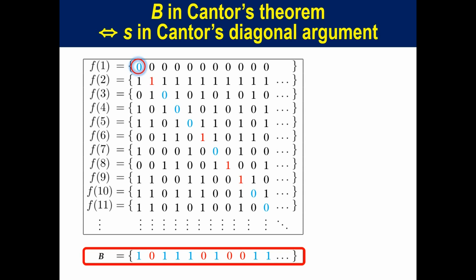The first digit in f1 is 0, thus the first digit in b is 1. The second digit in F2 is 1, thus the second digit in B is 0. The third digit in F3 is 0, thus the third digit in B is 1, dot dot dot. Therefore, the set B, Cantor diagonal set in the proof of Cantor theorem, is S in the Cantor diagonal argument. In other words, Cantor theorem is another expression of Cantor's diagonal argument.